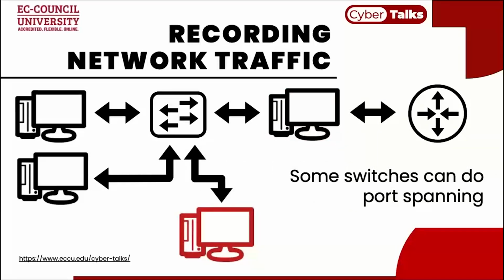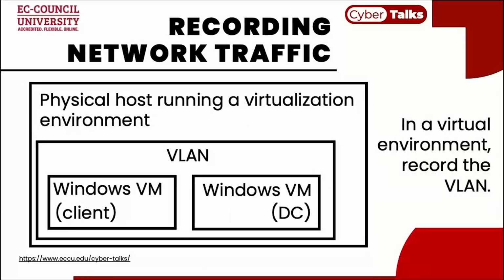Now, some switches do port spanning, so I can feed copies of all the packets from several ports on that switch into another port on that switch, like I show here with that red computer on the bottom, and then I could use tcpdump or dump pcap or Wireshark to record all those packets that are being spanned into that separate port and get another picture of the network traffic. In a virtual environment, you're doing basically the same thing, but instead of a physical LAN, you're recording the traffic on the virtual LAN in promiscuous mode.